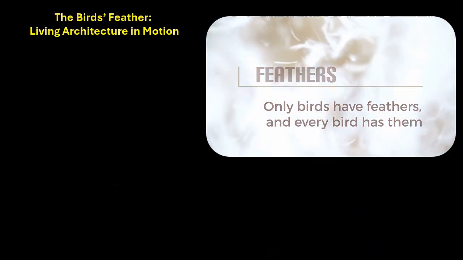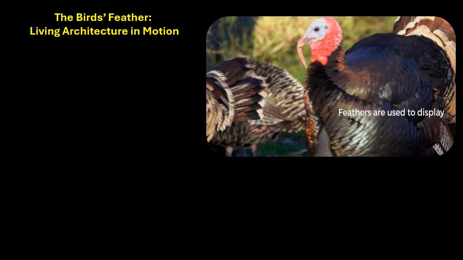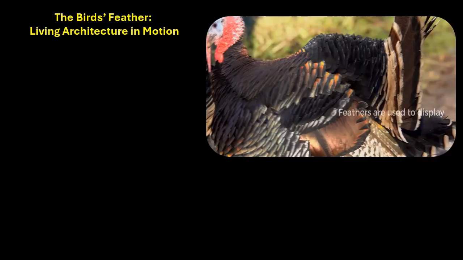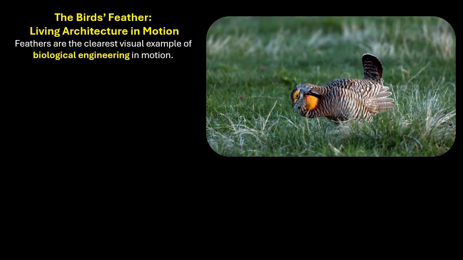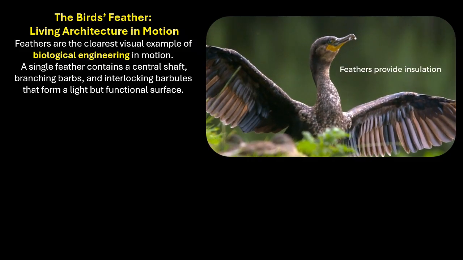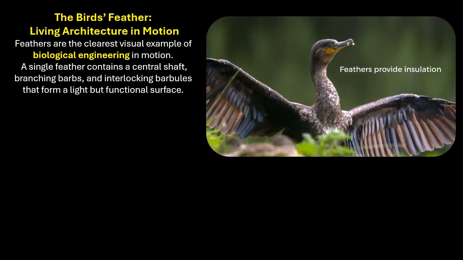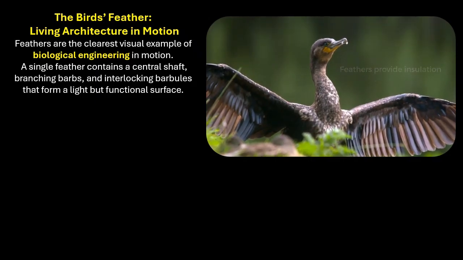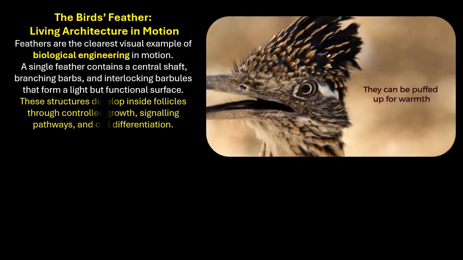Bird's feathers. Only birds have feathers, and every bird has them. So the bird's feather is living architecture in motion. Feathers are the clearest visual example of biological engineering in motion. A single feather contains a central shaft, branching barbs and interlocking barbules that form a light but functional surface.